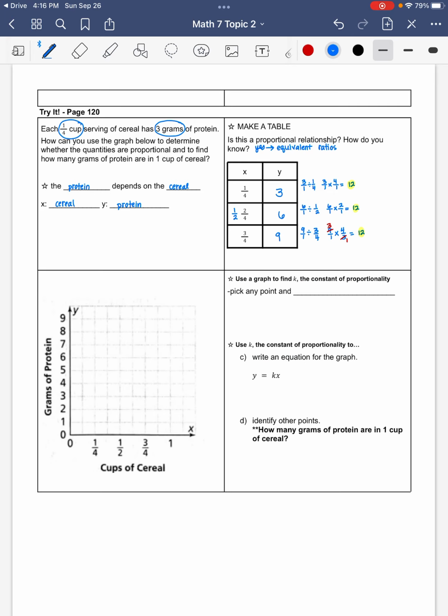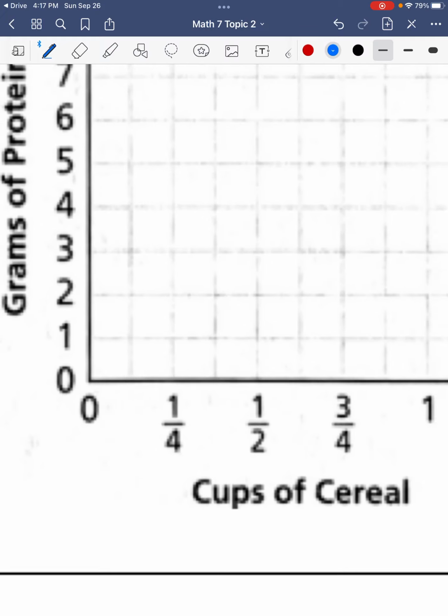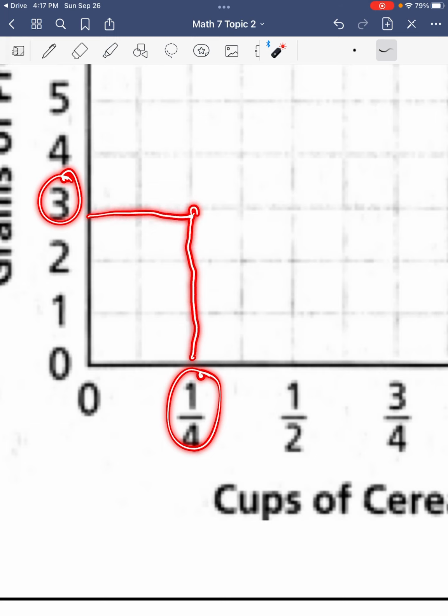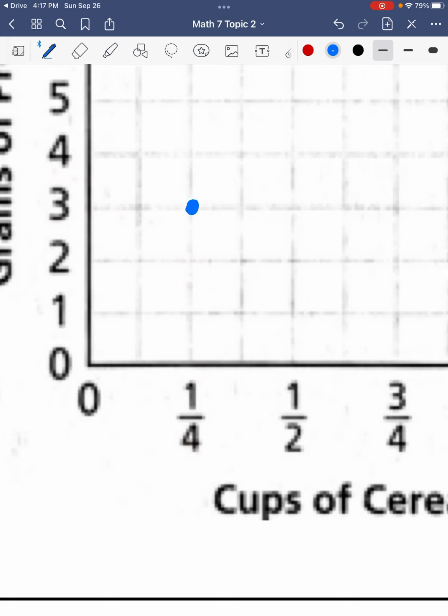Okay. Now let's look at our graph, and we actually have to make the graph this time. This is the only time so far for this year that you will be making graphs. You won't be doing this on your test or on a quiz. So we're going to use the values in our table. So we've got 1/4 on the x-axis and 3 on the y-axis. So 1/4 on the x-axis is right here, and 3 on the y-axis is right here. So I'm just going to see where they meet. So right there and right there, they meet at that point. So that's the point that I'm going to plot.